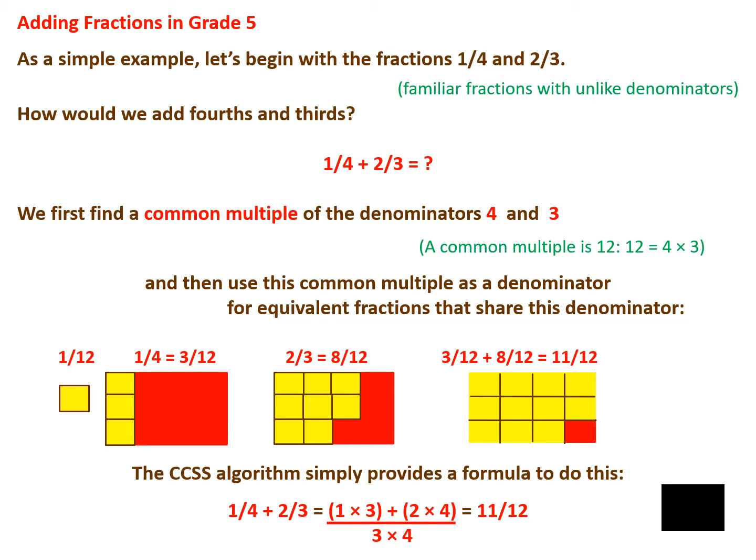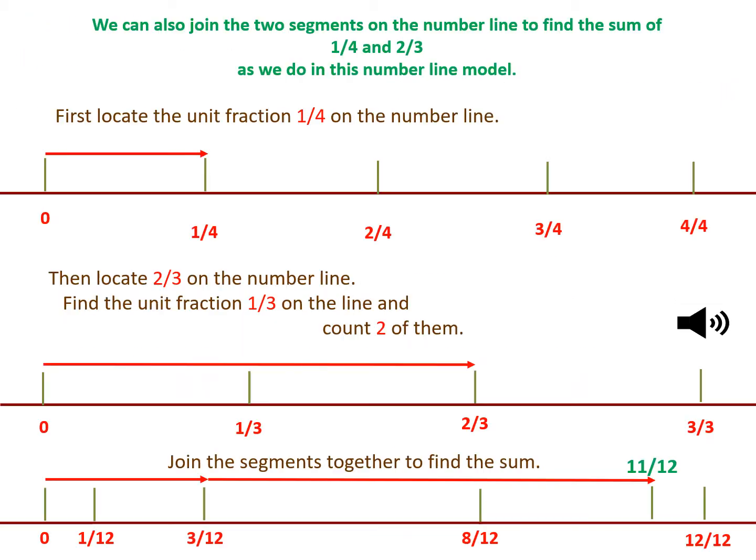The algorithm given in the Common Core State Standards simply provides a formula to do this. We see the sum AD plus BC divided by BD. In this case, 1 times 3 plus 2 times 4 divided by the quantity 3 times 4. The sum is 11/12.